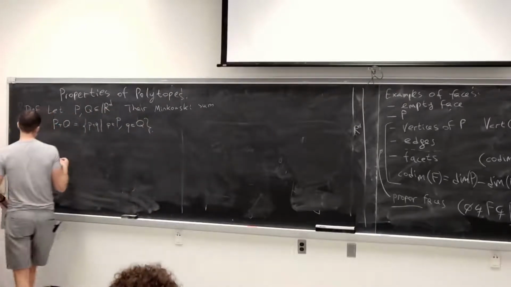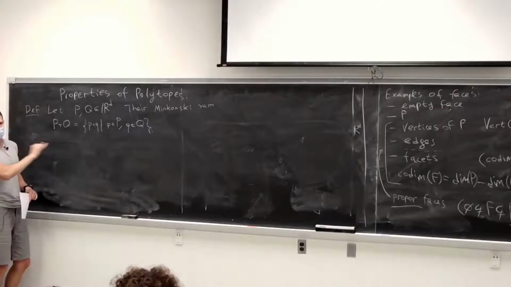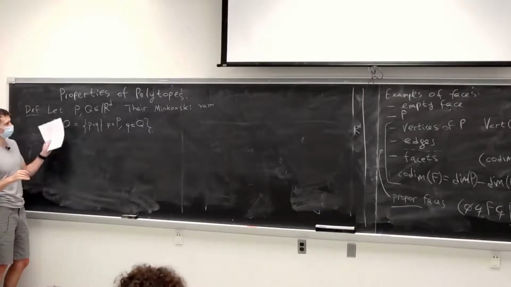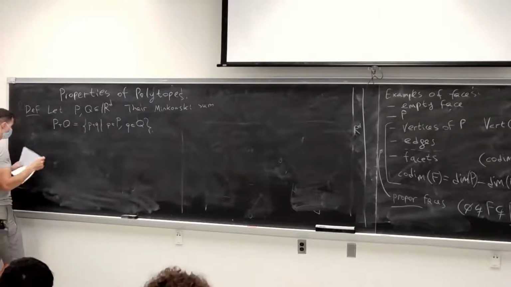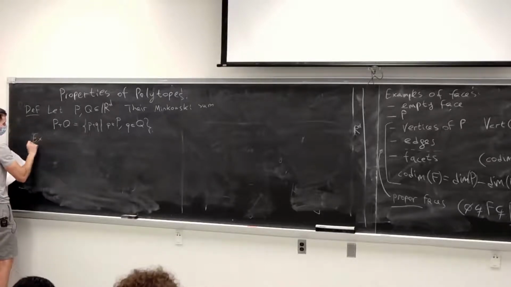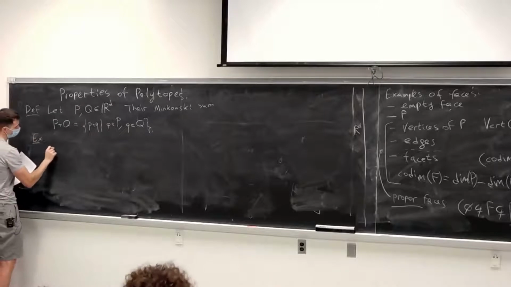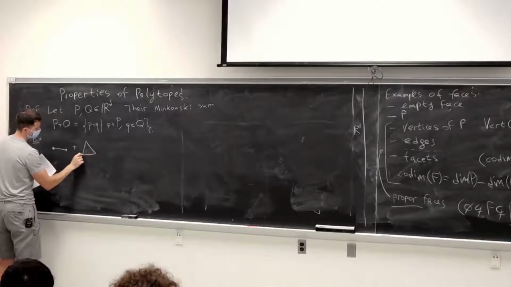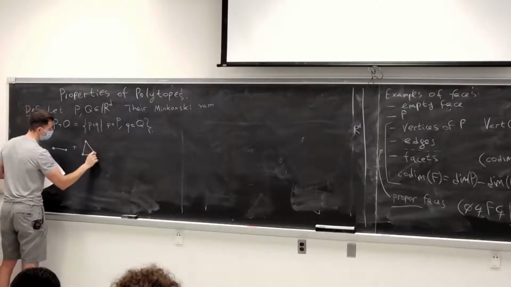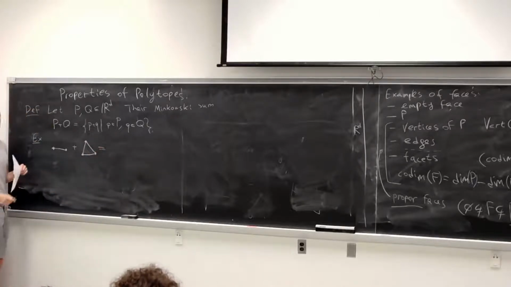This is going to be important throughout the class. It's going to show up in a whole bunch of places. But for now, let me just give you an example. Maybe I take a horizontal line segment plus an equilateral triangle. What am I going to get?